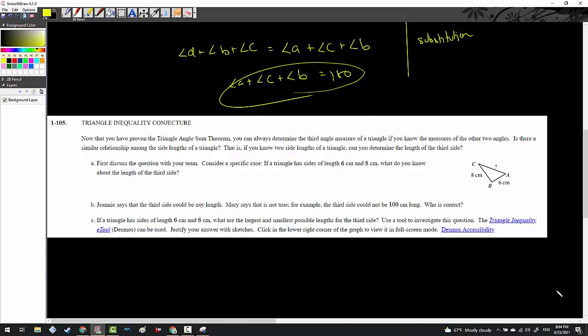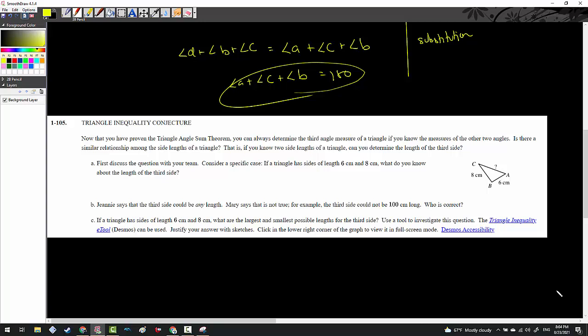Next up is 1-105, which is the triangle inequality conjecture. It says, now that you have the triangle angle sum theorem, you can always determine the third angle measure of a triangle if you know what the measures of the other two angles are. Is there a similar relationship among the side lengths of a triangle? That is, if you know two side lengths, can you determine the length of the third side?